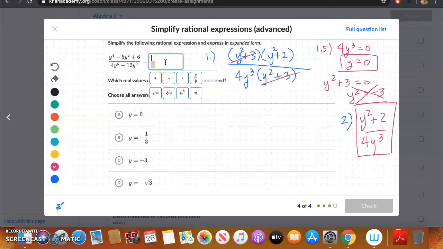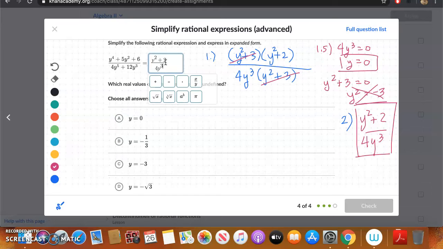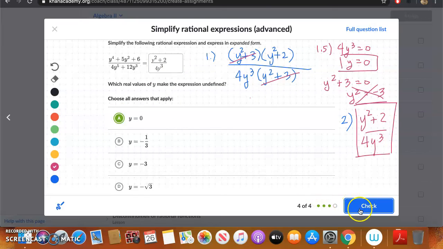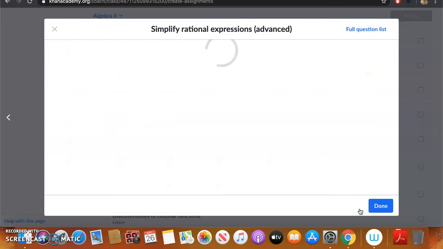So let's come over here, let's type it in. Y squared plus 2 over 4y cubed. And our restriction is just y equals 0. And let's check. And that is correct. Okay, guys?